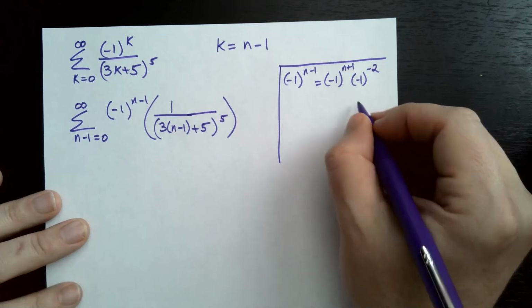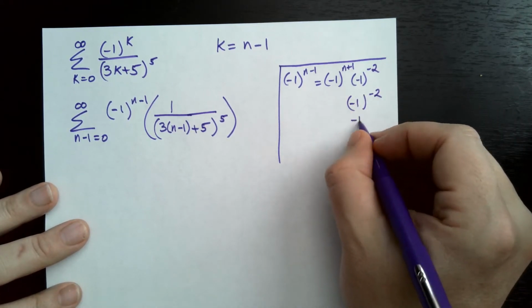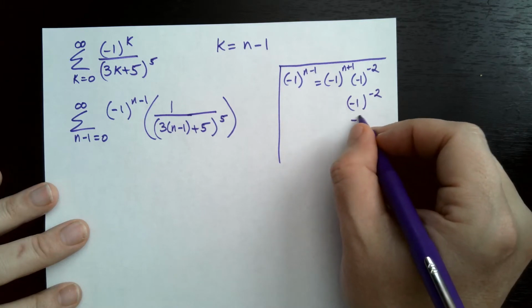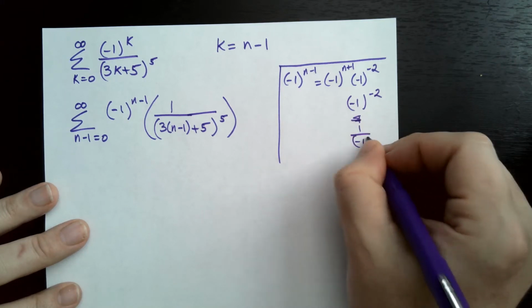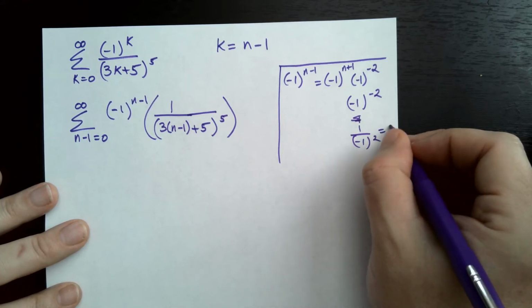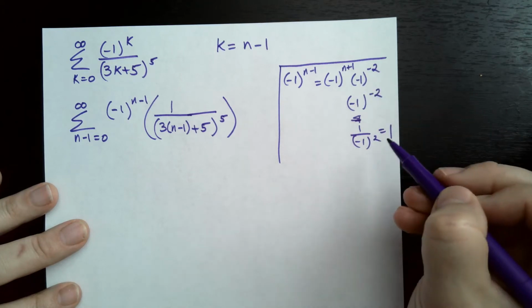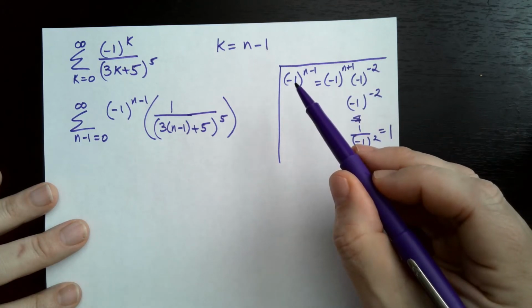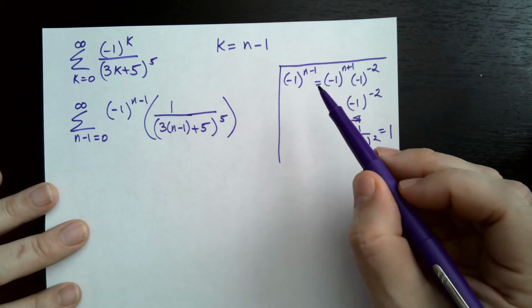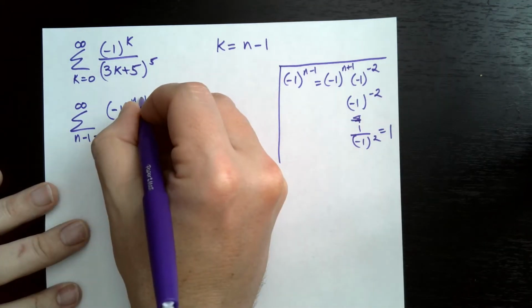The reason that helps me is because (-1)^(-2) is the same thing as 1 over (-1)^2, the positive 2 power. And of course, (-1) squared is just 1, so this whole thing is equal to 1. So if this whole thing right here is equal to 1, then it shows that (-1)^(n-1) is the same thing as (-1)^(n+1). Okay, so I can go over here and just change that to a plus.